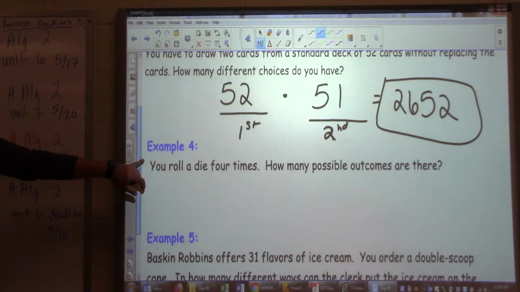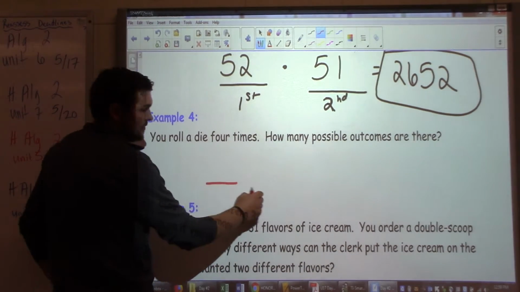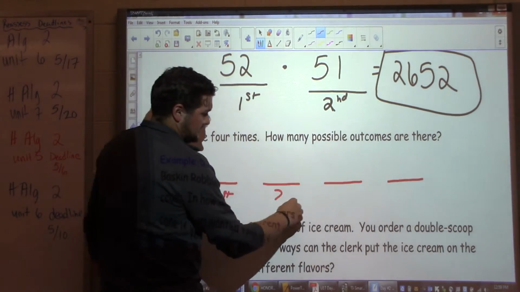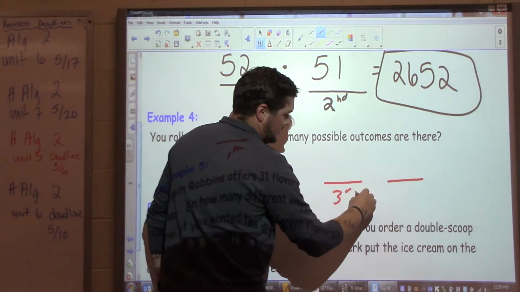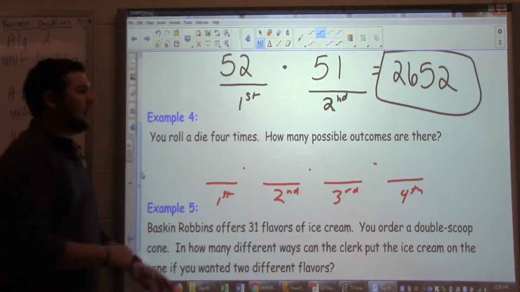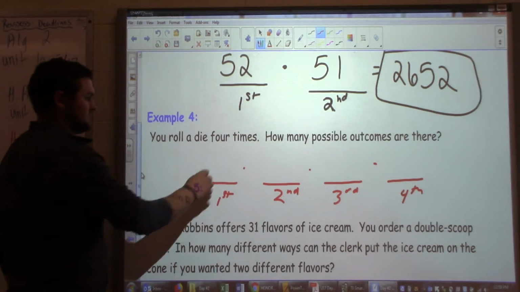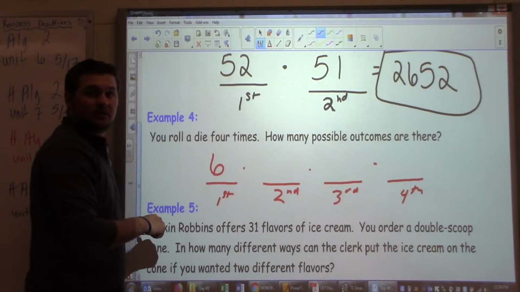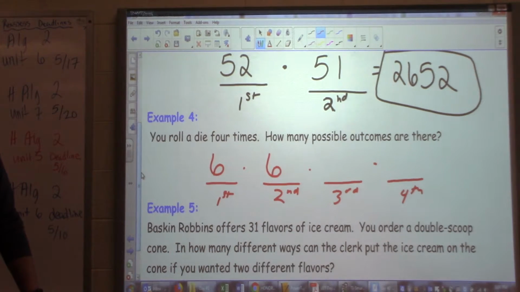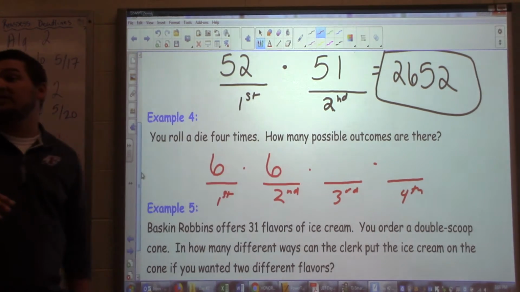What about example 4? You roll a die 4 times. How many possible outcomes are there? Well, if I'm rolling it 4 times, so first roll, second roll, third roll, fourth roll, I know I'm going to multiply these. How many different outcomes do I have the first time I roll it? 6. What about the second time I roll it? 6. Why is it not 5? Because it didn't say previous one. The previous one doesn't affect it, right?